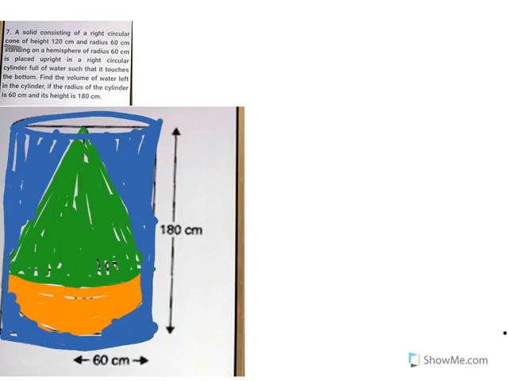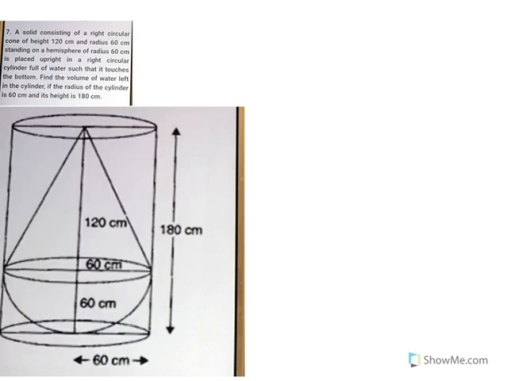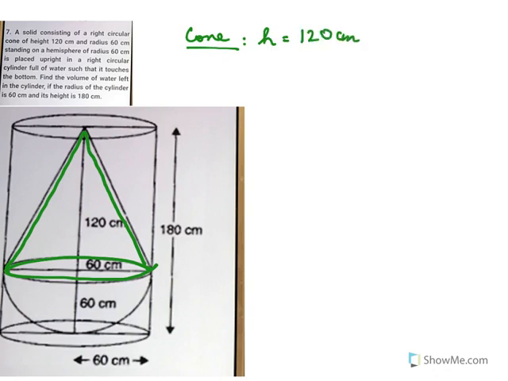Now when you look at this, you know the volume of the water left in the cylinder will be the volume of the cylinder minus the volume of this shape, which consists of a cone and a hemisphere. Now let's go to the cone. Here we have the cone. We'll find the volume of the cone. The height is given as 120 centimeters and the radius of the cone is 60 centimeters.